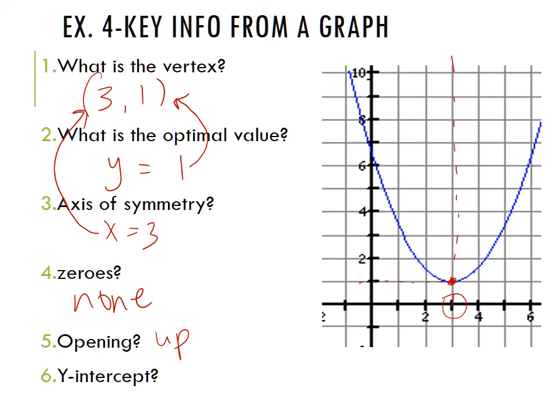The y-intercept, where does this cross the y-axis? We'll just assume, to make it easy, it crosses right there. So what coordinate is that on the y-axis? 7. So what are the coordinates of that? 0, 7. Or you could write y-int for y-intercept, that's short form, equals 7. So there's all your key information from a graph using the definitions from the first intro unit.